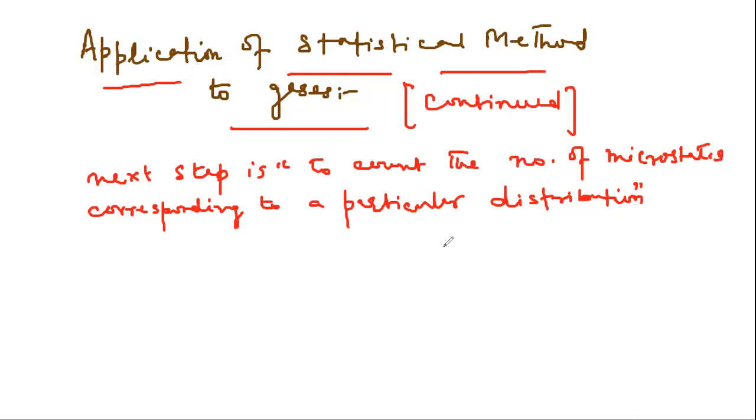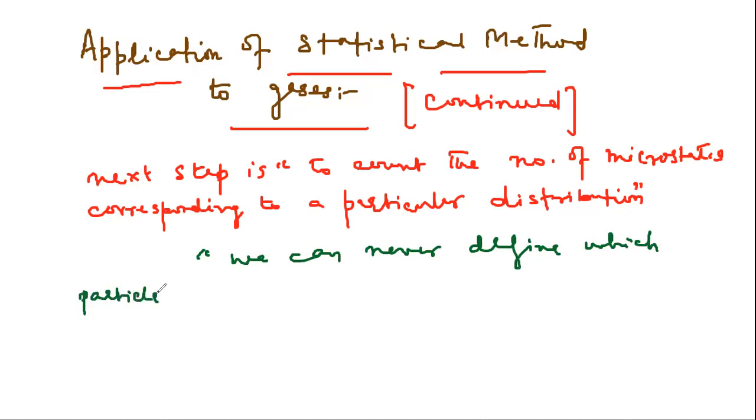Let me underline this. Let me write it in a different color. We can never define which particle is in a particular state. That is not possible because identical gas particles are indistinguishable.